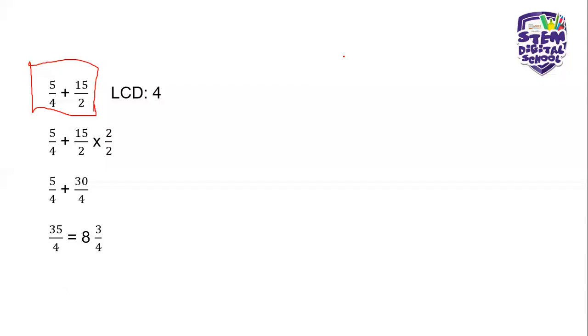So I was asking, what must I do in order to get the same denominator? So you have to say 5 over 4 plus 15 over 2 times 2 over 2. So what must I do to my denominators? You must add them with your numerators. All right, I hear you.